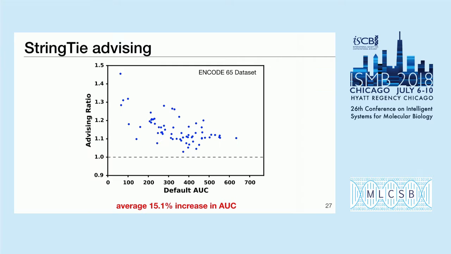And then to confirm that it's not just on the training, we did this again on the 65 examples from the ENCODE database, and we still see advising ratios above 1 consistently.